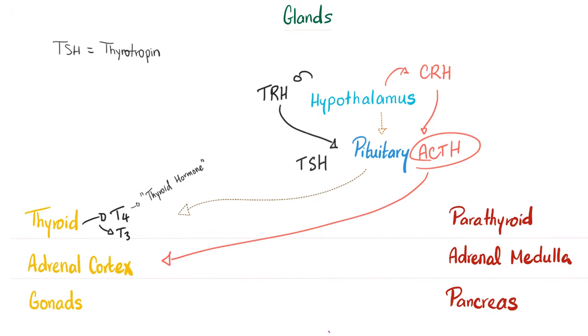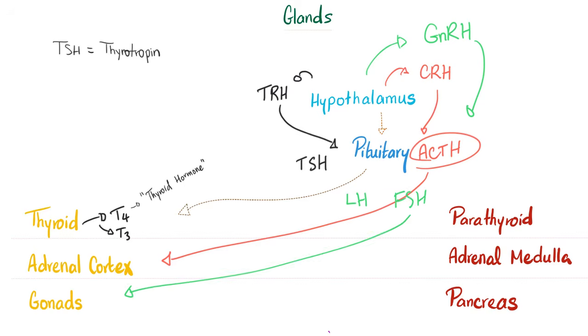Next, gonads, the ovaries and the testicles. Hypothalamus will secrete GnRH. Go to the pituitary to secrete two things, LH and FSH, and they will go to the gonads, and the gonads are going to respond. In females, they secrete estrogen and progesterone. In males, they secrete androgens.